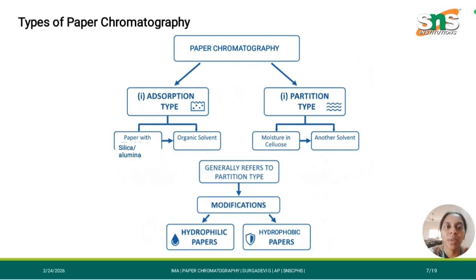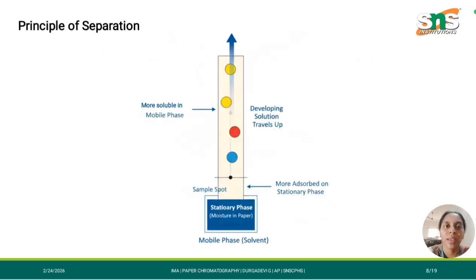In adsorption type, the paper will be coated with silica or alumina and then an organic solvent is used as a mobile phase. In the case of partition type, the moisture present in the cellulose paper will act as a stationary phase, and we have to use a solvent as a mobile phase. It generally refers to a partition type, and that paper can be modified to be hydrophilic or hydrophobic depending on the type of sample we are going to analyze.